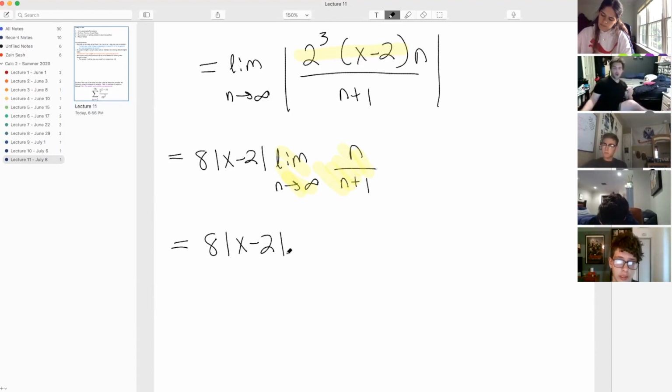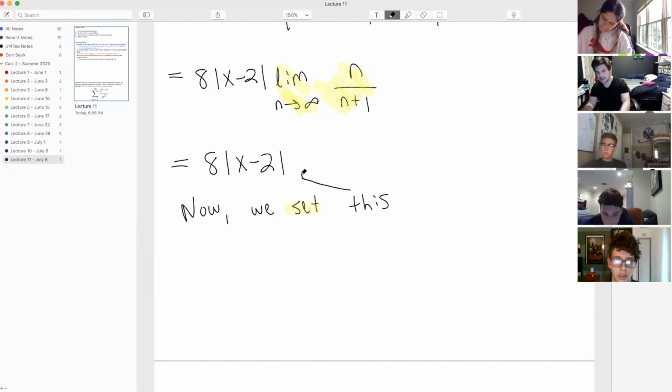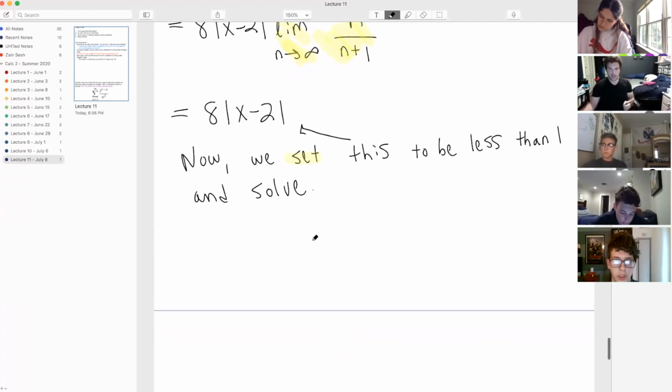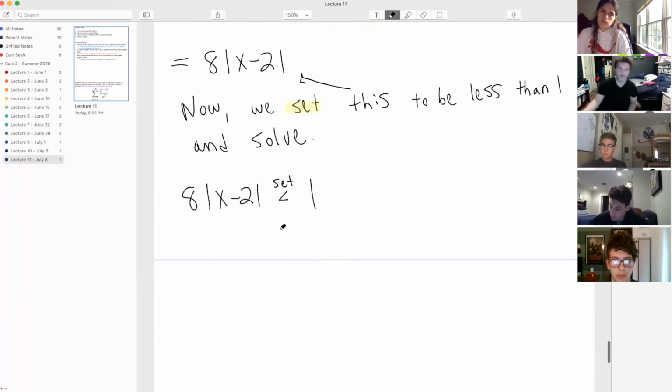Very good. So now we need to set this to be less than 1. Now, we set, so that's the important word, we set this to be less than 1. We set this, meaning that guy, to be less than 1 and solve. That is the procedure. All right, so let's do it. Let's do 8 multiplied by the absolute value of x - 2 less than 1. And I'm just going to put a little 'set' above this less than sign just to make it clear that we're setting it to be less than 1.